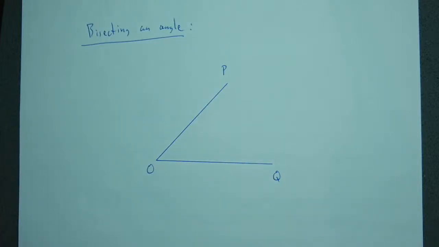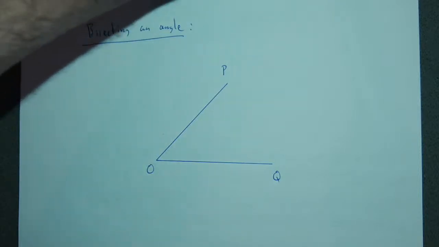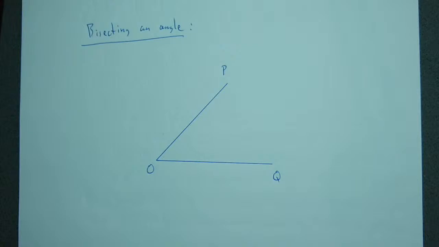Okay, so bisecting this angle is splitting it into two equal parts, just like bisecting a line segment. And it turns out that the construction that I use here is essentially the same as bisecting the line segment. So we'll see that here.